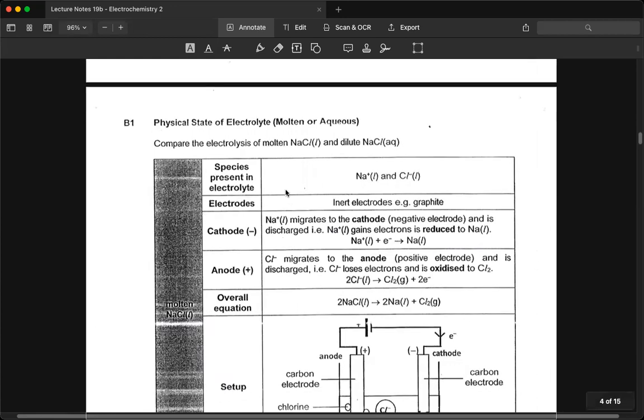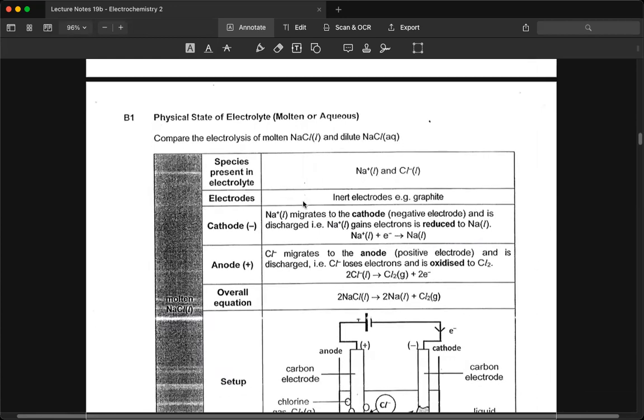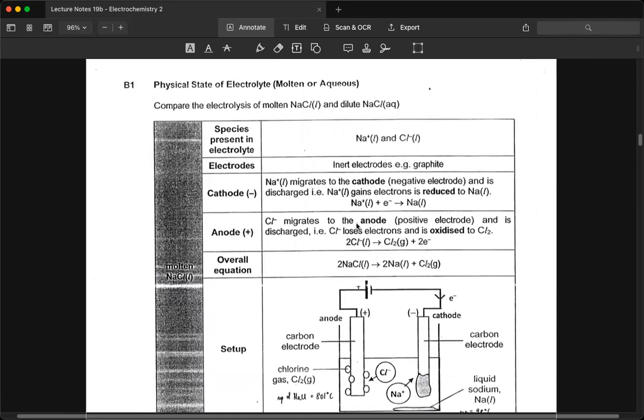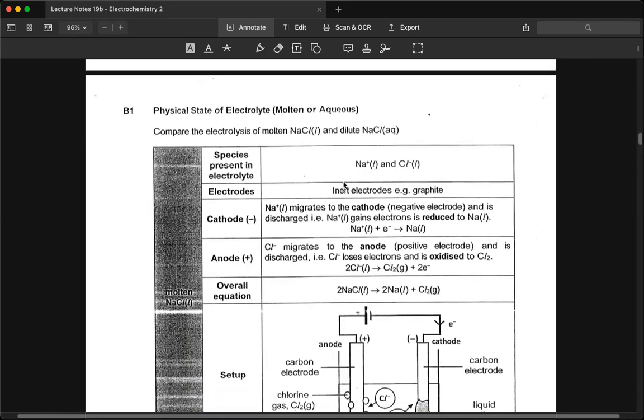Now let's compare the electrolysis of molten sodium chloride and dilute sodium chloride. For molten sodium chloride, the ions present are only sodium and chloride ions. We are using the inert electrode, in this case graphite.